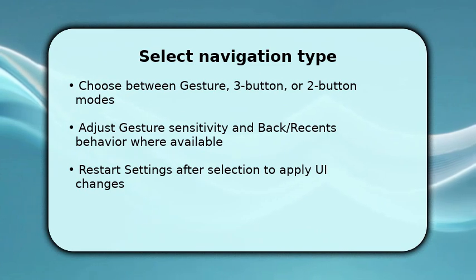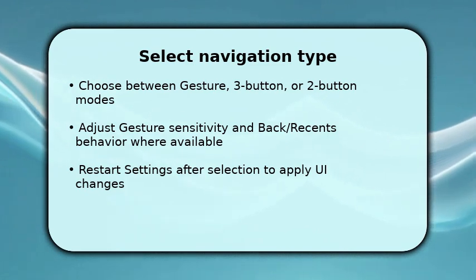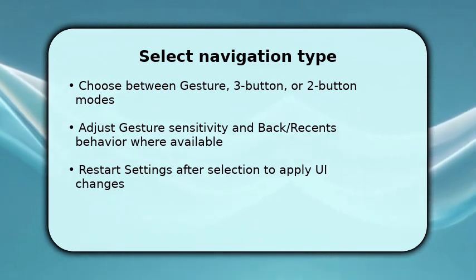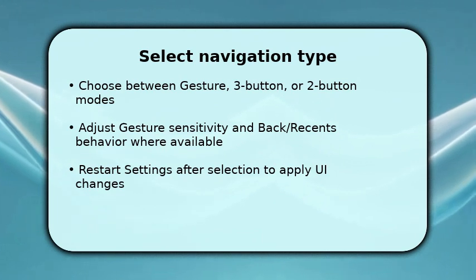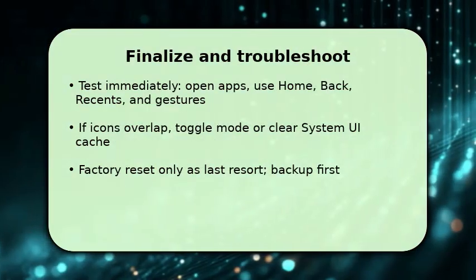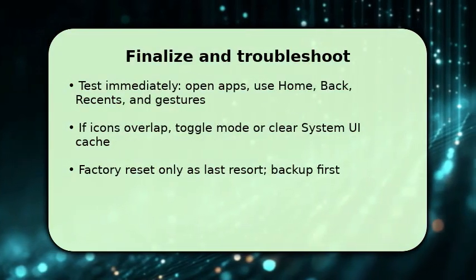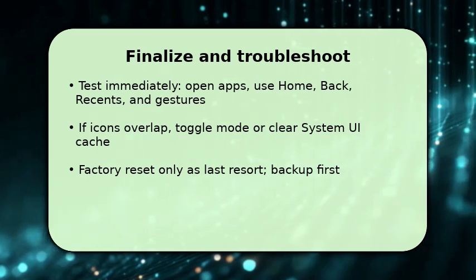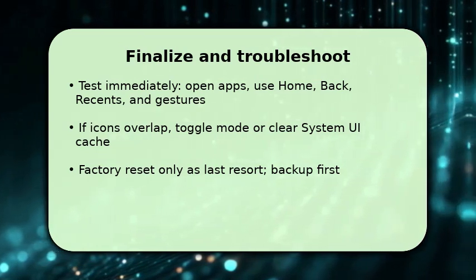After selecting, give the system a moment and close settings. Sometimes a quick restart of the settings app or phone makes the new bar layout stick and prevents transient glitches. Finish by testing the new navigation. Open several apps and try Home, Back, Recents, and any gestures to confirm responsiveness.